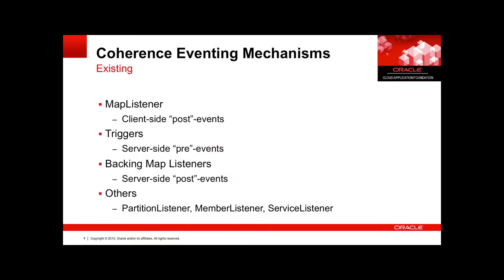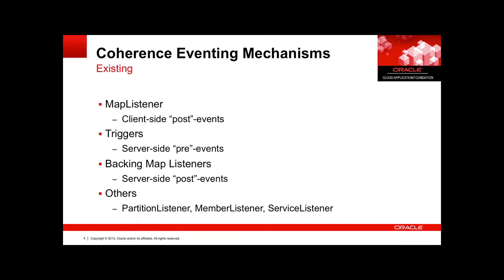Let's take a look back at some of the eventing mechanisms that are available prior to Coherence 12c. So first of all, we have the map listener, and this is a client-side event. And just to explain the notion of client-side, generally in Coherence deployments we see that the architecture is a multi-tiered architecture. So one of those tiers generally is a storage-enabled tier, and that means all members a part of that tier will be responsible for owning data and managing partitions.